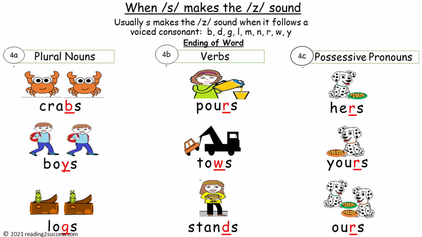And rule 4, when S is at the end of a word, it usually makes the Z sound when it follows a voiced consonant, B, D, G, L, M, N, R, W, or Y, and it forms plural nouns, verbs, and possessive pronouns.